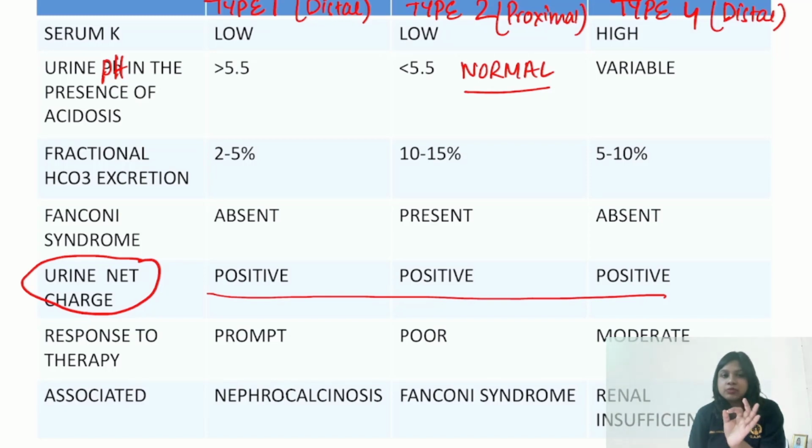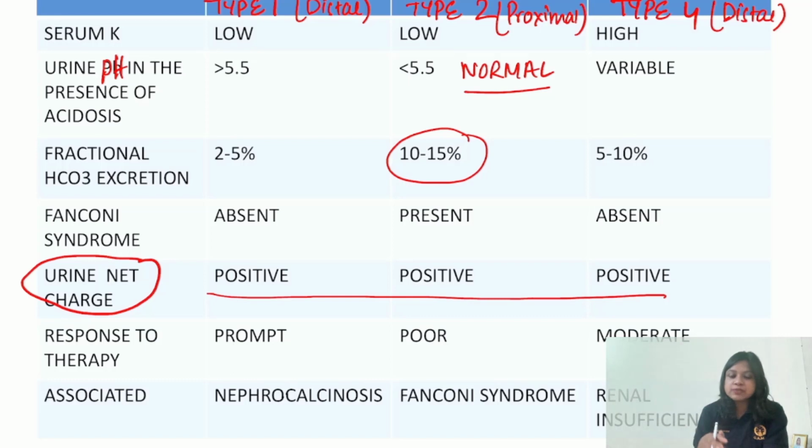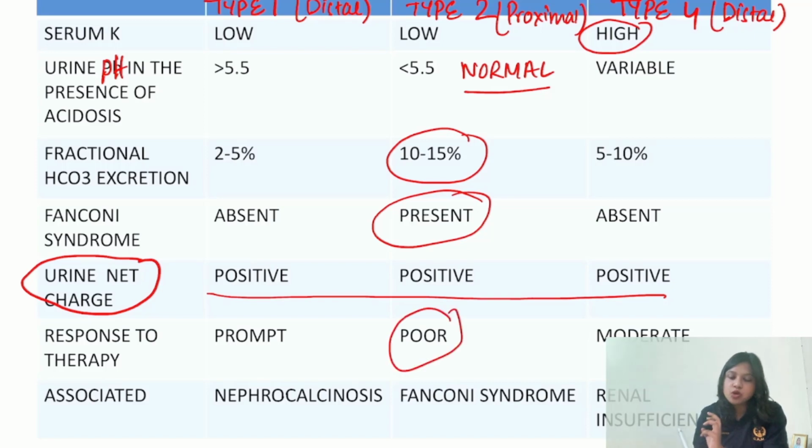Okay. Next, remember the fractional bicarb excretion, which is going to be more affected in type 2, because the proximal tubule deals with bicarb reabsorption, right? So fractional bicarbonate excretion is 10 to 15% in case of type 2, whereas in 1 and 4 it is not such. So fractional bicarbonate excretion is maximum in type 2, followed by type 4, followed by type 1. Fanconi syndrome, again a problem with the proximal tubules, so it's with type 2. And serum potassium is high only in type 4. Response to therapy is poor in type 2. So proximal and poor go hand in hand. So poor in type 2.